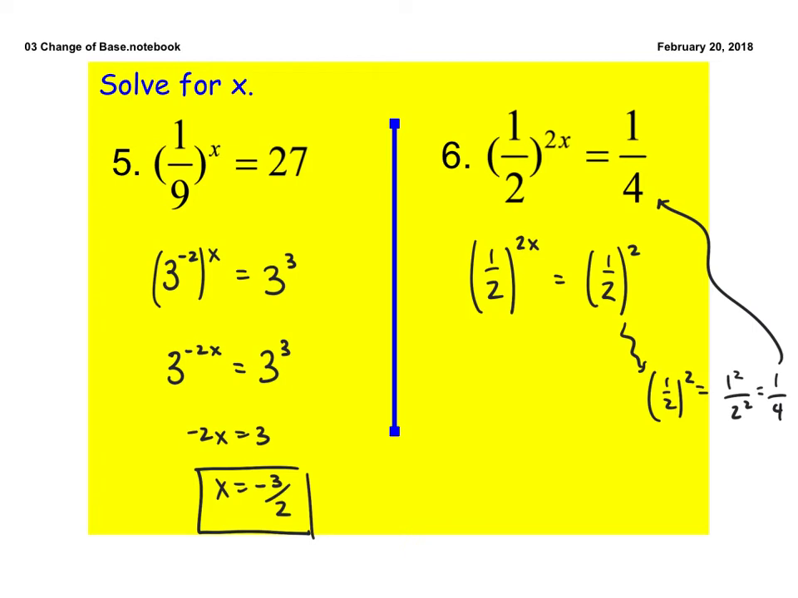Okay, so let's get rid of this extra stuff here. Then what we're going to do is take a look and say, do we have the same base? Yes, we have the same base. The base is 1/2, and therefore the exponents must be equal, which means that x is equal to 1.